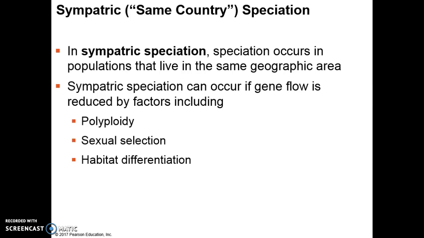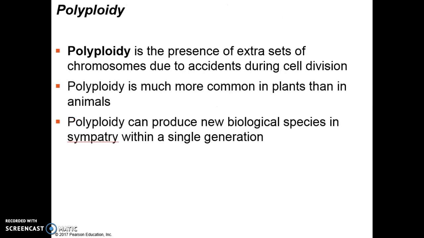Sympatric speciation is the idea that we can have species diverge in the same homeland. Allopatric was other homelands. Sympatric is same homeland. Your book uses same country. I learned it as homeland, so that's going to be a hard habit for me to break. But there are a couple of examples, and let's just dive into polyploidy.